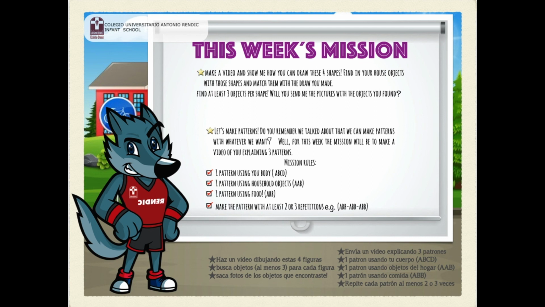On the second mission, we will work with patterns. Do you remember we talked about how we can make patterns with whatever we want? Well, for this week, the mission will be to make a video of you explaining 3 patterns. These are the rules. You have to make 1 pattern using your body, 1 pattern using household objects, 1 pattern using food. Make the pattern with at least 2 or 3 repetitions.